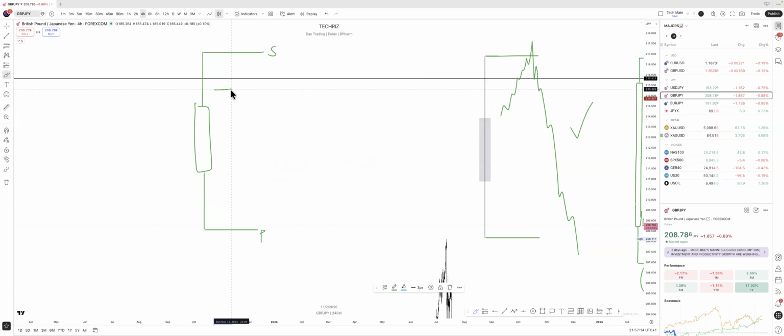Now, let's say the next price does this inside bar still, right? But this particular candle is bearish.